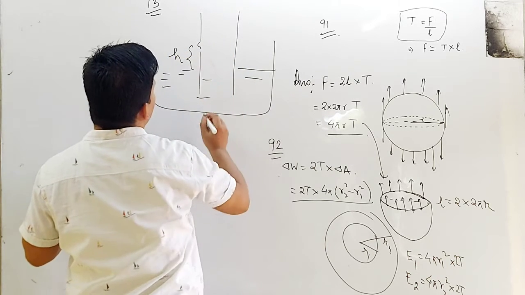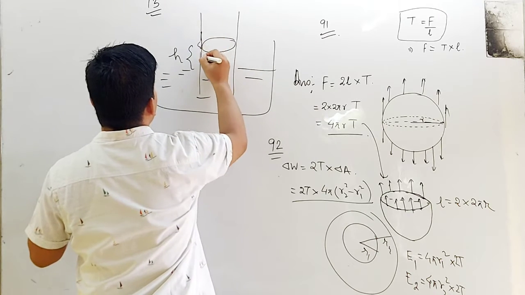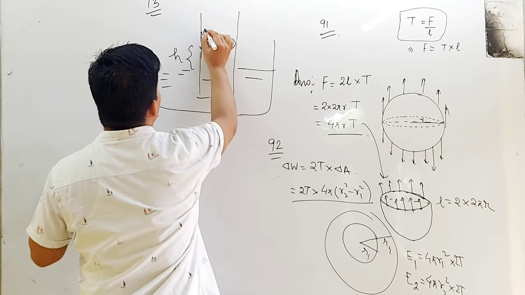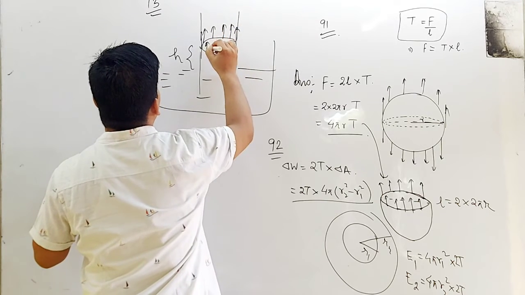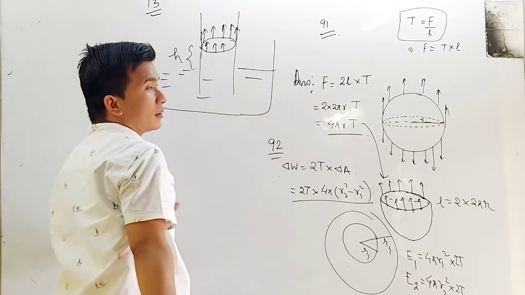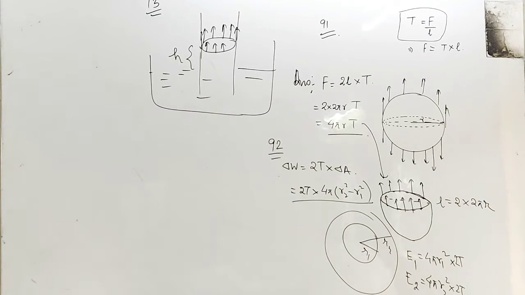Similarly, what will be the force? Your surface tension will act along the circumference. The capillary tube is in the form of a cylinder. Let us consider this to be the meniscus.